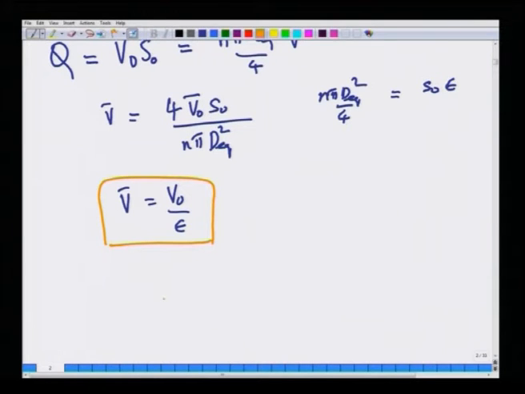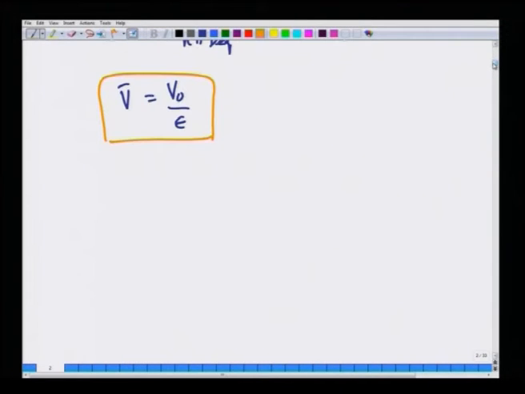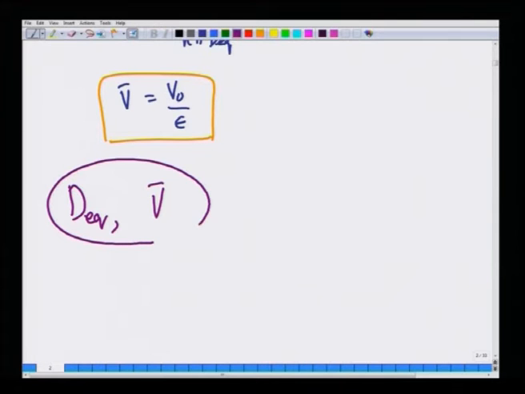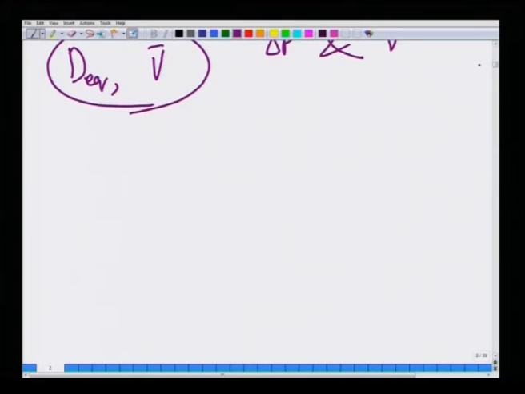Now we know what D equivalent is, and we know the velocity. So, we can get the relation between the pressure drop and velocity if we know the flow regime in these tubes. There are of course two flow regimes. The flow regime could be laminar or turbulent. So, we could take both the limiting cases. Let us assume that the flow is at low Re, so the flow is laminar.